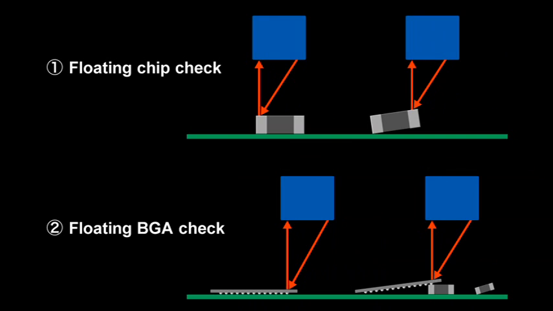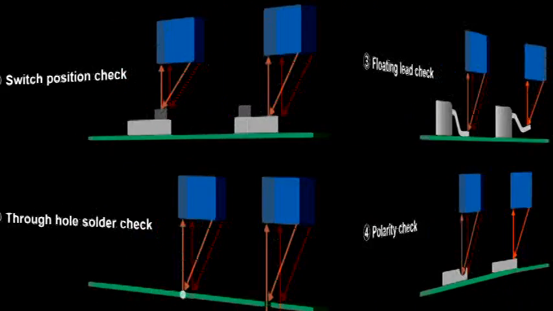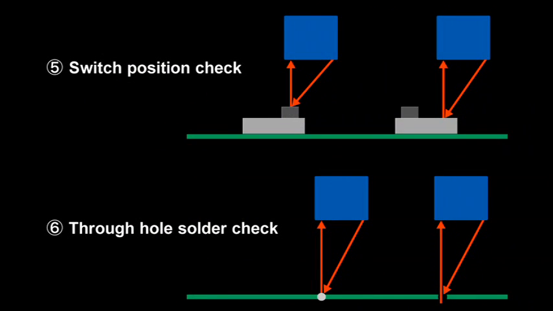On the K5, a laser displacement meter can also be set as an option to test for floating chips, floating BGA, floating leads, or polarity checks. Supplemental checks such as switch position checks and through-hole solder checks can also be made offline on sections where flaws are difficult to detect by optical techniques.